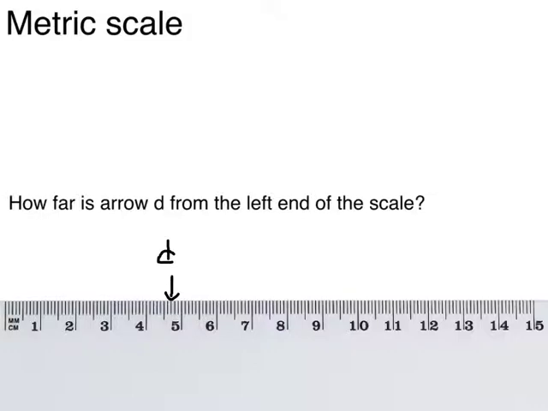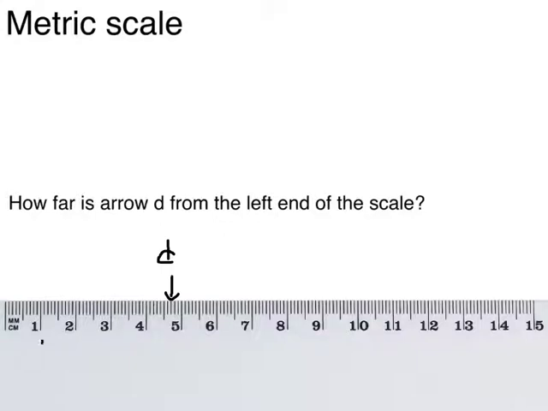Alright, now usually on most rulers they have inches on one side and metric on the other, or centimeters and millimeters. Alright, so it says how far is arrow D from the left end of the scale. If you'll notice, these divisions are very, very small. Centimeters are much smaller than an inch, and centimeters are all divided into tens. That's one thing about the metric scale, everything kind of goes by tens, so it's a little easier to memorize.